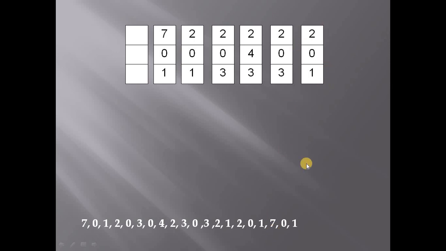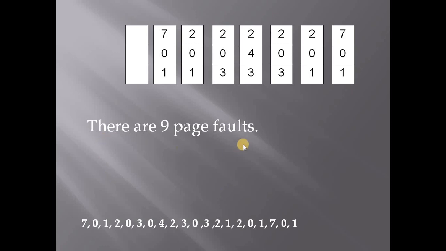So among these 3, who is going to be referenced? 0 is to be referenced soon, 1 will also be referenced, so 2 can be replaced. So 2 is replaced with 7, giving 7, 0 and 1. So there will be a total of 9 page faults. So this is the algorithm which has the least number of page faults.